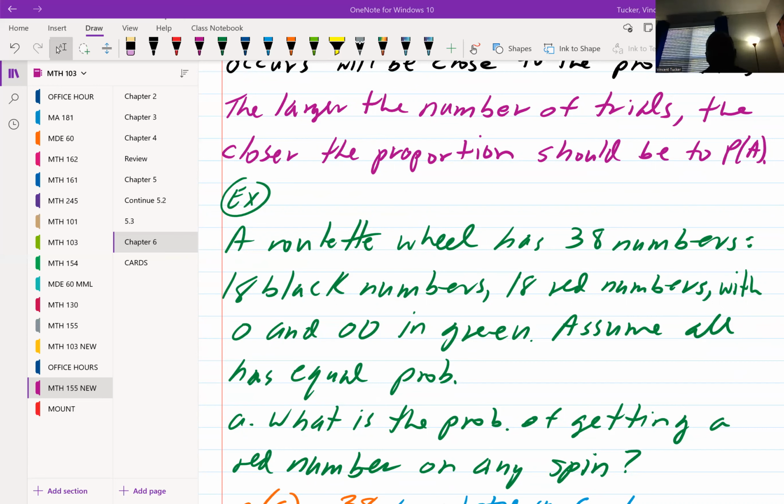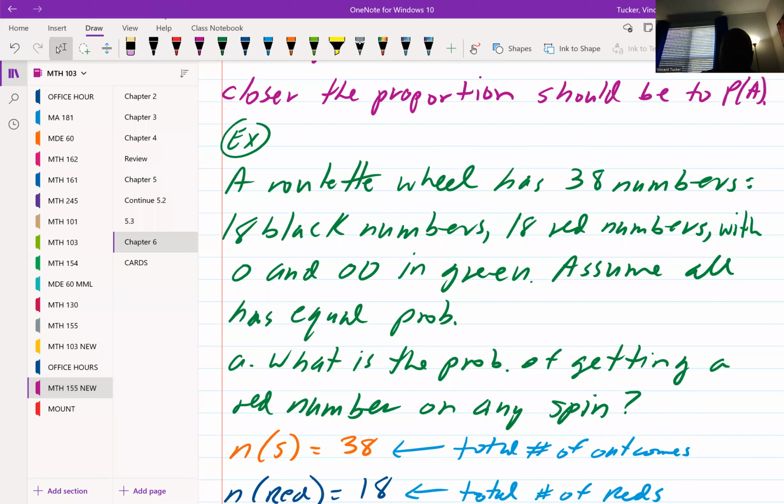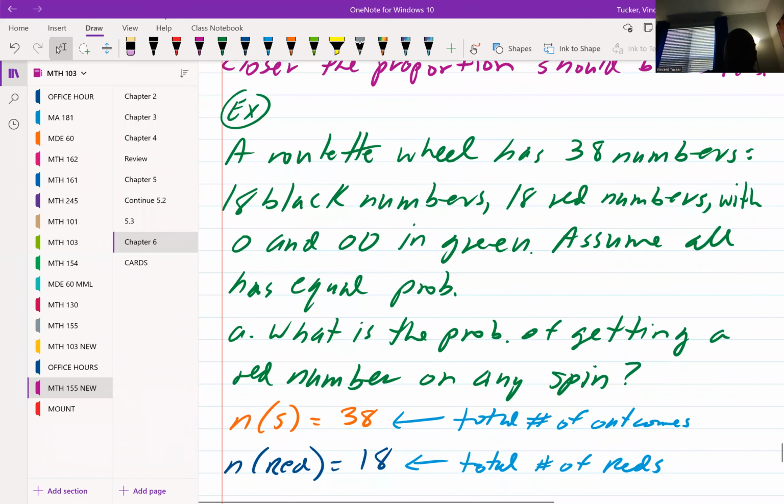All right, so A is really a regular probability question, similar to what we've done in the previous section. First thing we need to establish is the total number of outcomes. So there are 18 black, 18 red, and 0 and double zero, so that's 38. But they also gave us 38 right here. So the total number of numbers to choose from is 38.